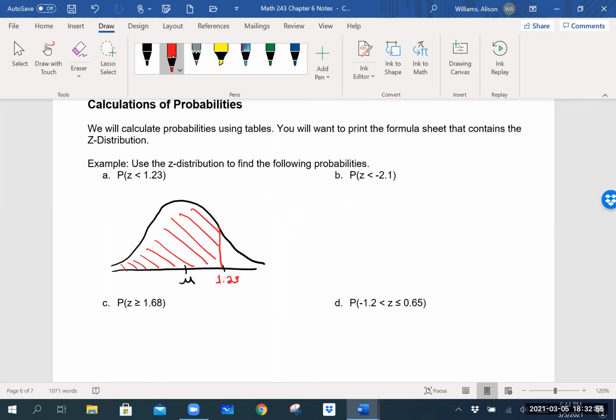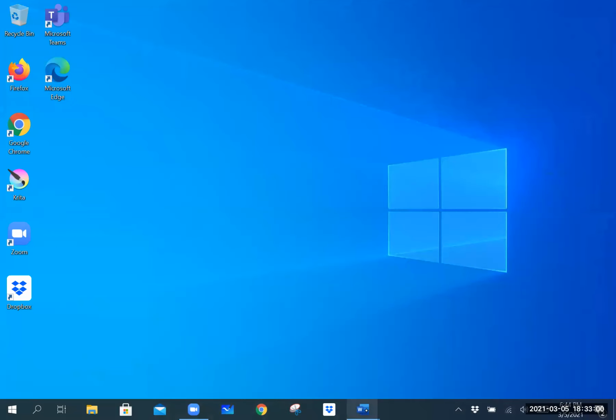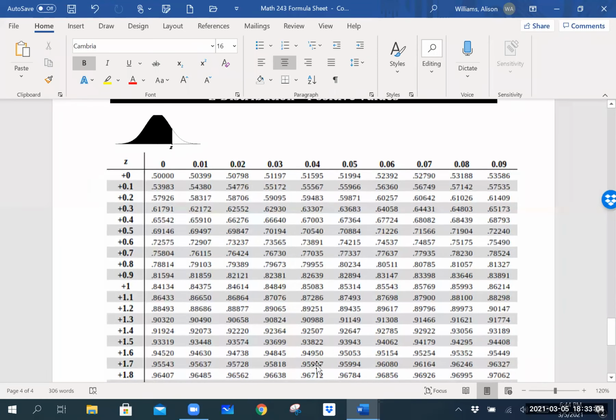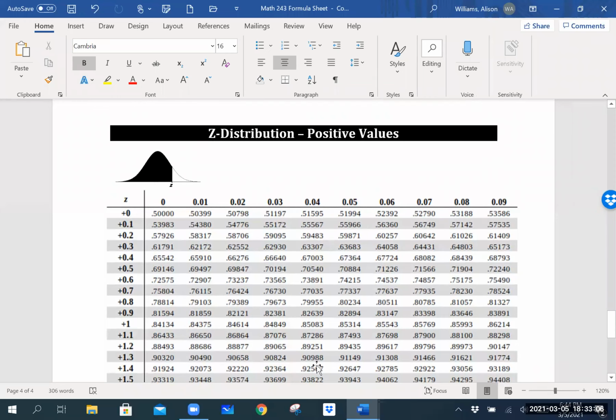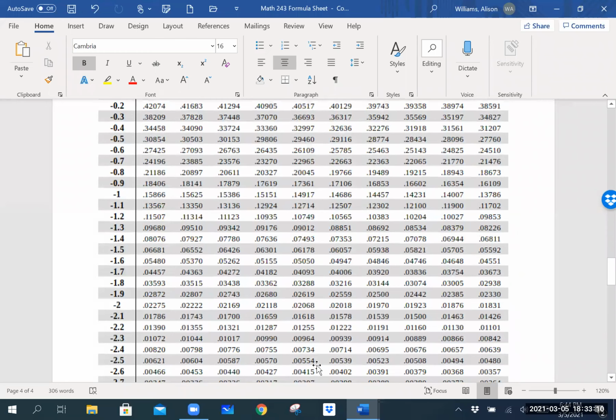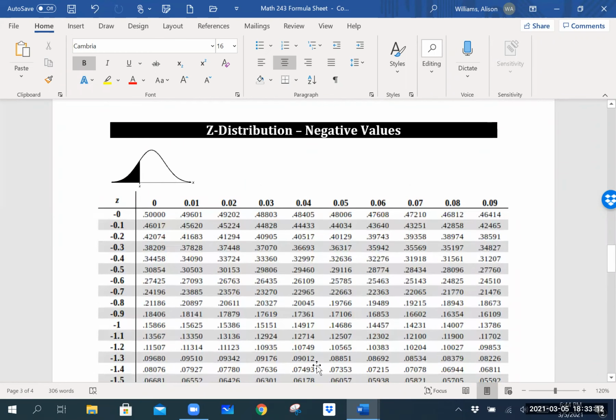So here's what we're going to do. We're going to look that up off the table. Let me go ahead and pull that up and let's talk about it. This table on the formula sheet has 2 parts. There's positive values and negative values, up here. You'll notice that from the picture, all of these values are going to be less than or equal to the number, or in other words, on the left.